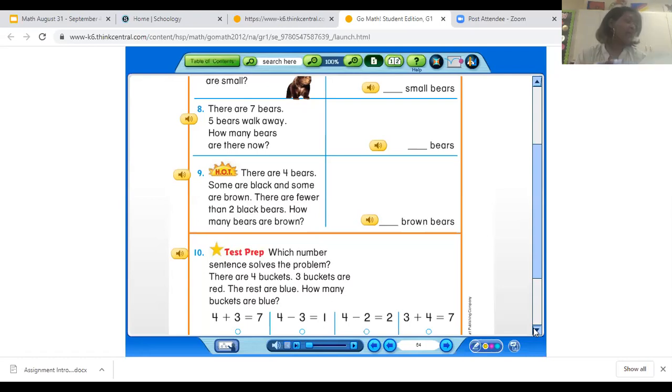1. Good job. So I know one of my bears is black. So how many are brown? I'll let you figure that out.